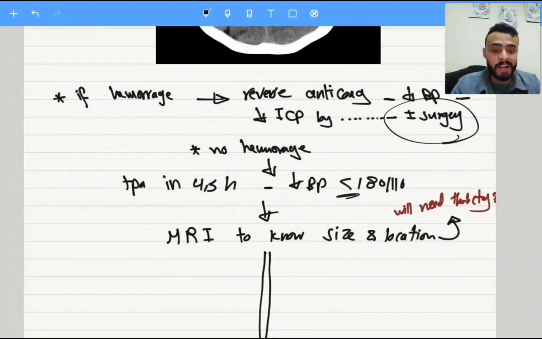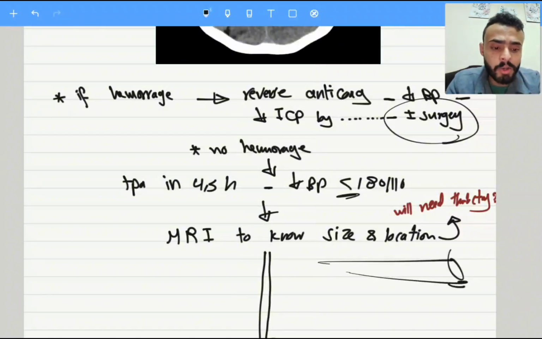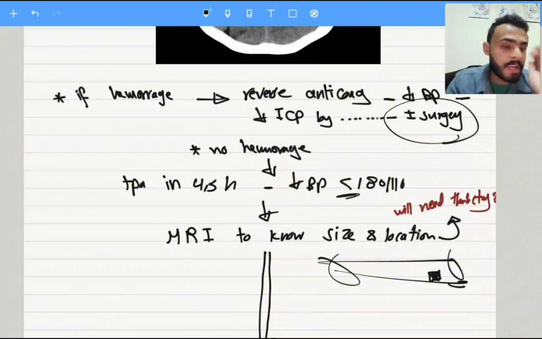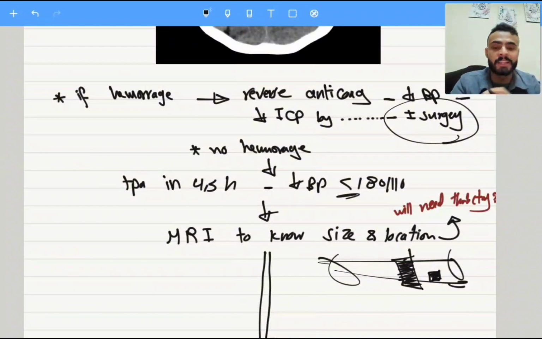and even MR angiography sometimes to see the type and location and size of the thrombi. Look here, this is the vessel. If you found small thrombi, we can leave it alone. But if we found big thrombi, we must remove it, thrombectomy with a catheter. Thrombectomy to remove the thrombi.